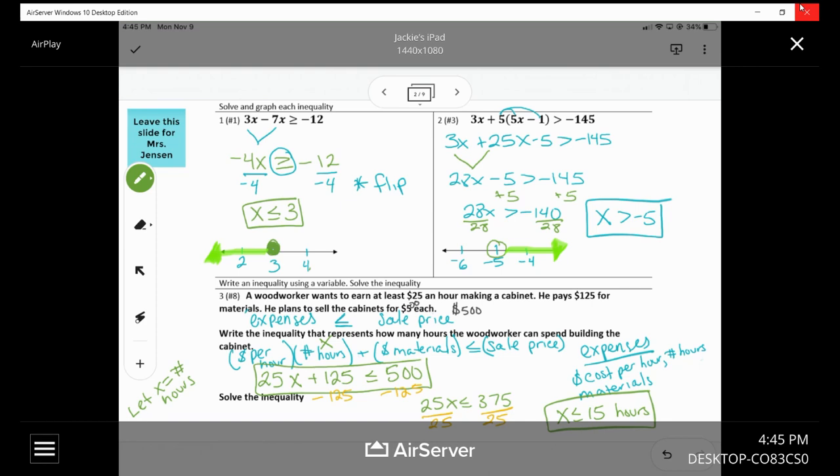He's not charging enough to work on one cabinet for 16 hours. The less amount of time he works, the more money he'll make. So as long as he works less than or equal to 15 hours, that's how much time he can spend building the cabinet without losing money. That's it for the Jamboard practice assignment on 2-4 day 1, solving multi-step inequalities.